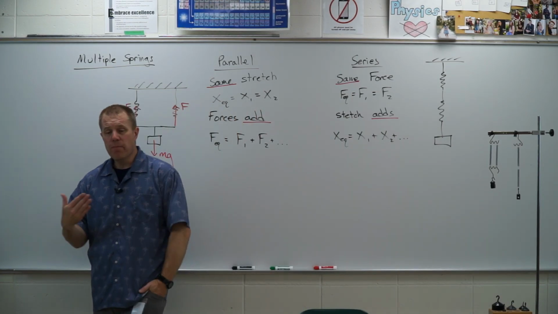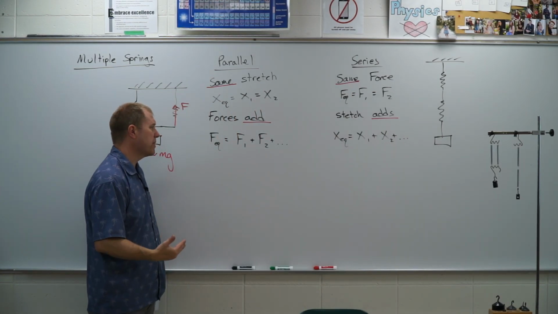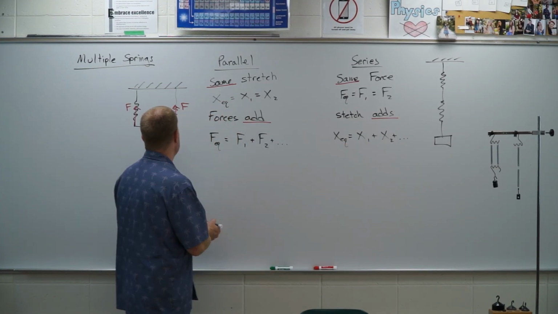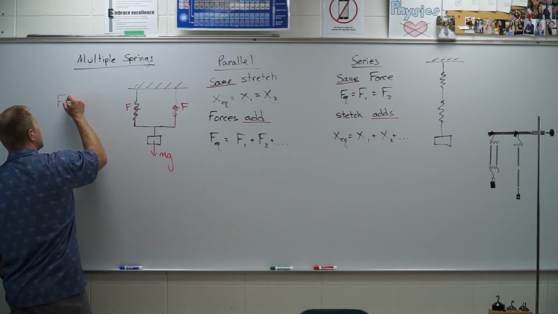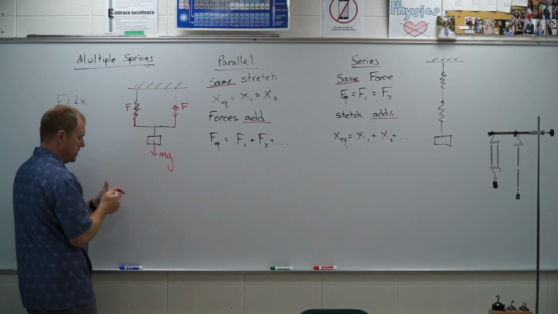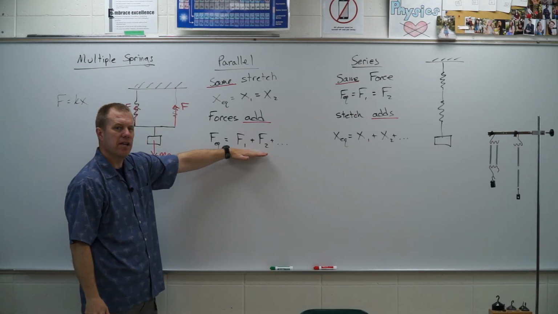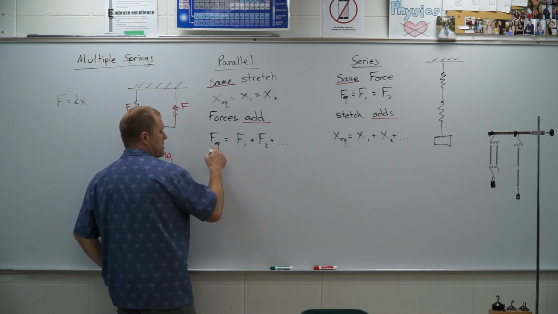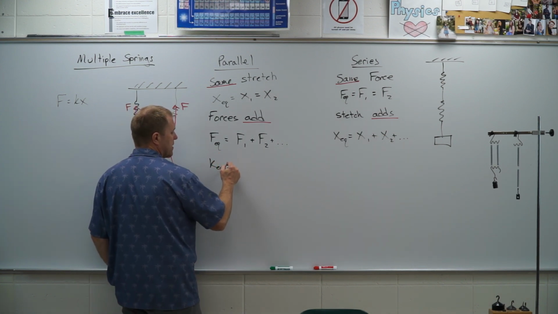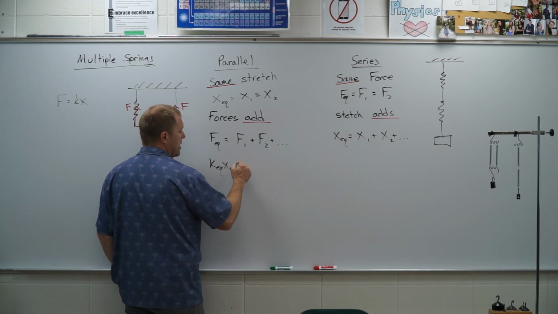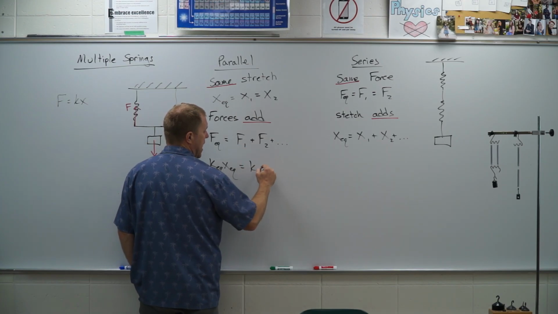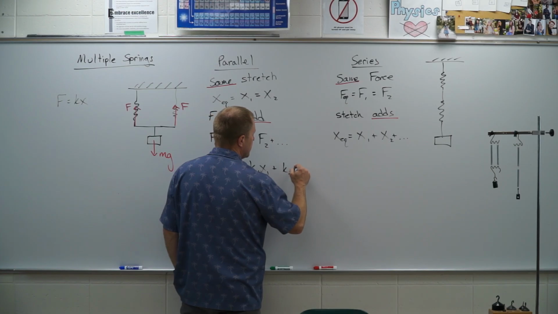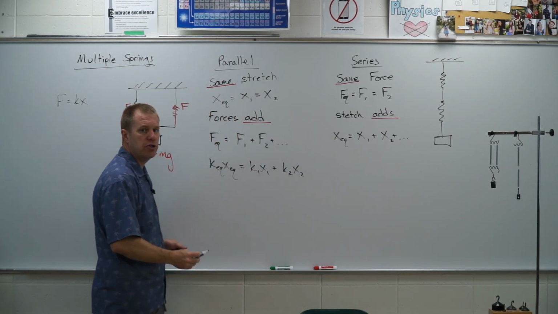From this, to figure out our equivalent spring constant, we're always going to start with whatever the adds thing is. We're going to use our equation for a spring, that the force from a spring is equal to kx. Let's think about the parallel one here. We substitute in what force from a spring means: the equivalent spring constant times the equivalent stretch is equal to force 1, which is k1 times how far spring 1 stretched, plus k2 times how far spring 2 stretched.